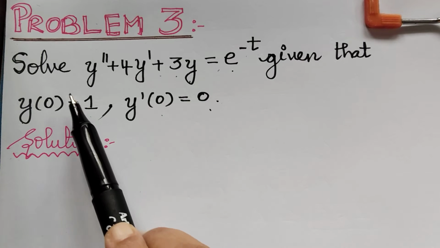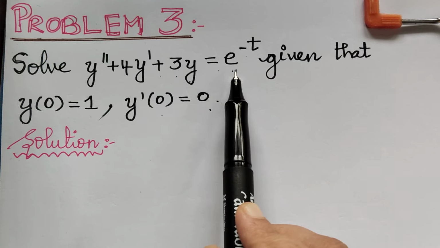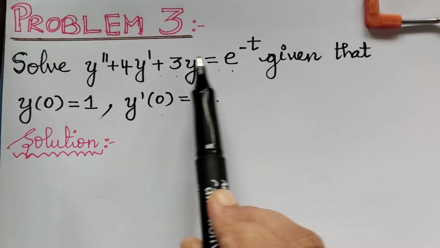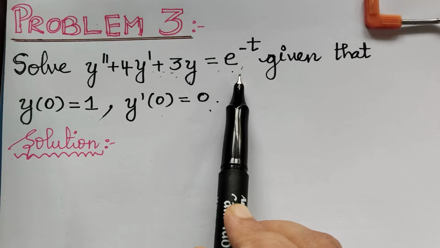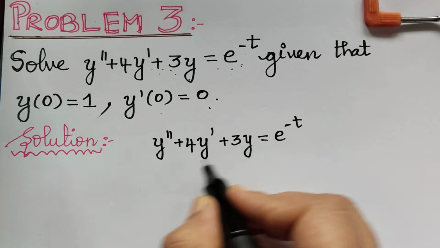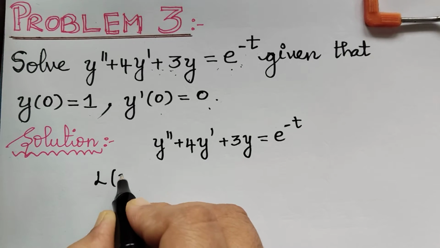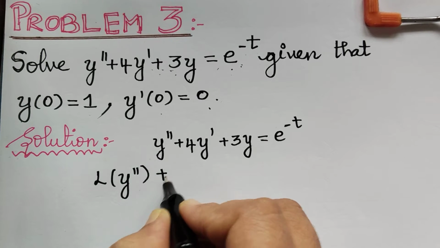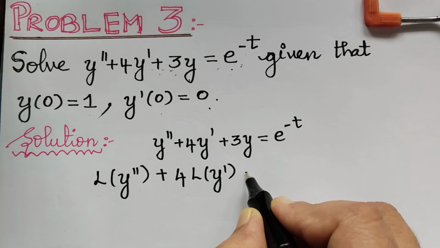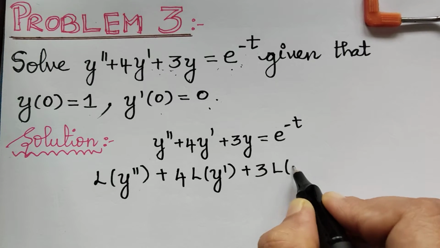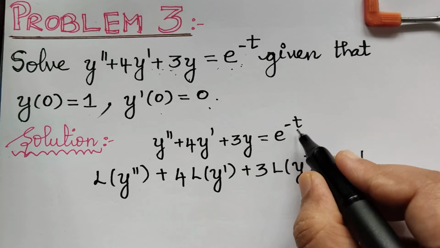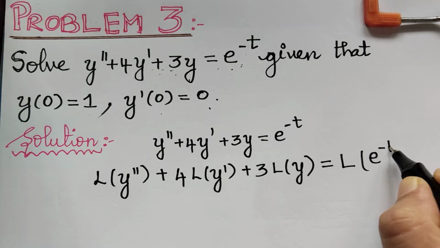Now let us solve this given equation by using Laplace transform, for which first we have to take Laplace transform on both the sides of this given equation. So on taking Laplace transform on both the sides of this equation, we get Laplace transform of y double dash plus 4 is a constant. So 4 multiplied with Laplace transform of y dash plus 3 multiplied with Laplace transform of y is equal to Laplace transform of, on the right we have e to the power negative t.